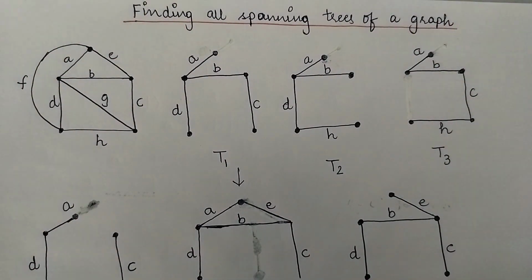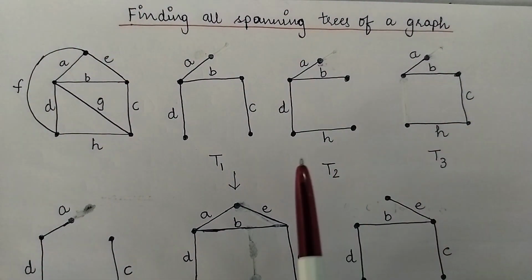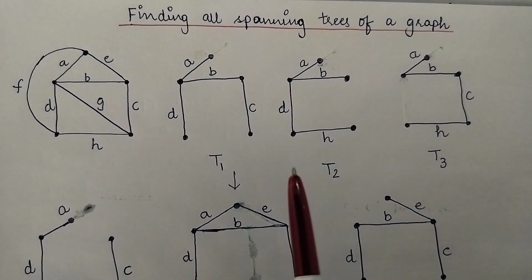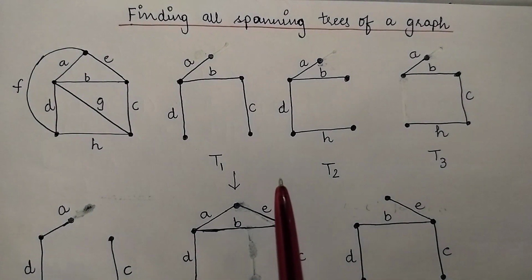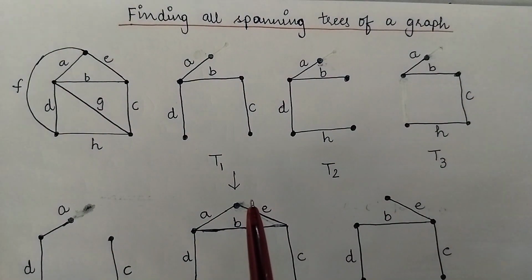So it is easy to find one or two spanning trees in a graph, but how do we go about finding all the spanning trees that exist in a graph? This video is about finding all the spanning trees of a graph. That means we will figure out a way to discover all the spanning trees that exist in a graph.